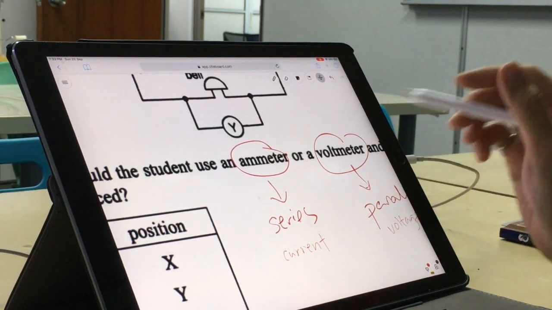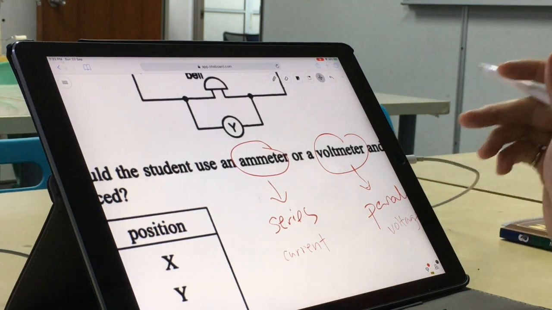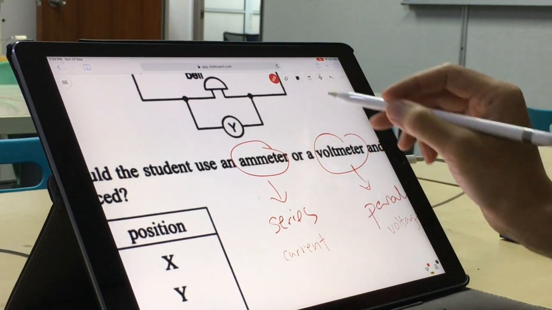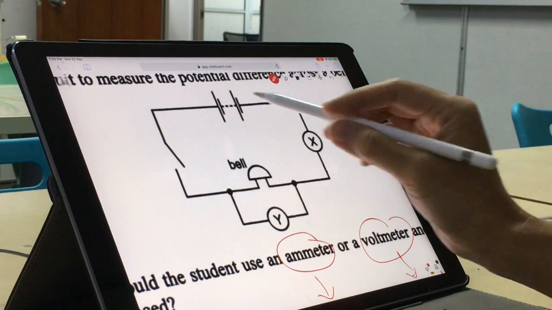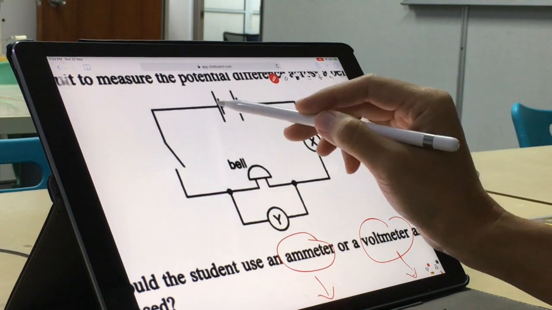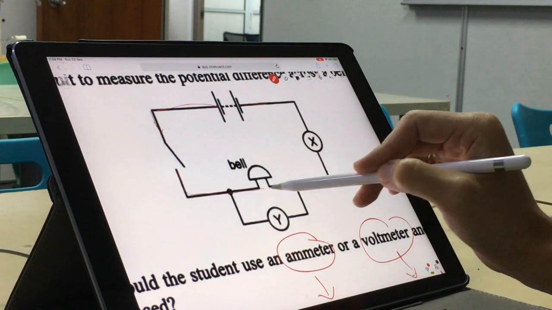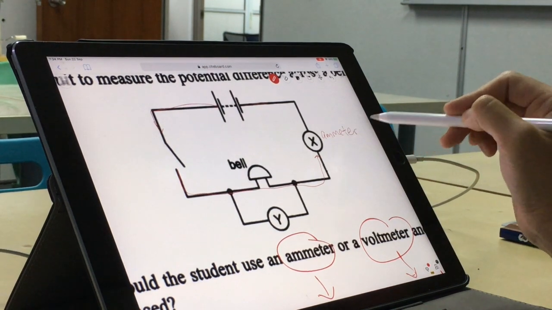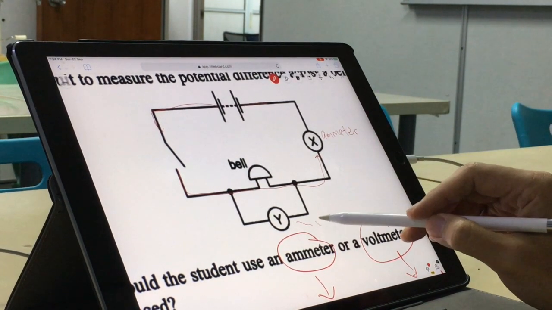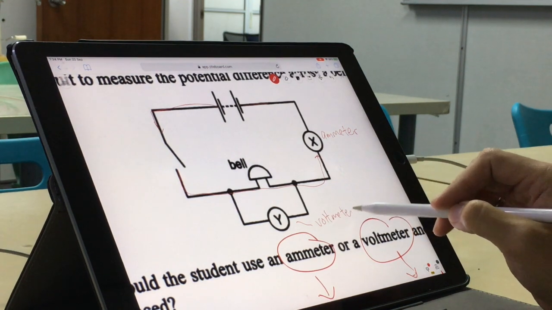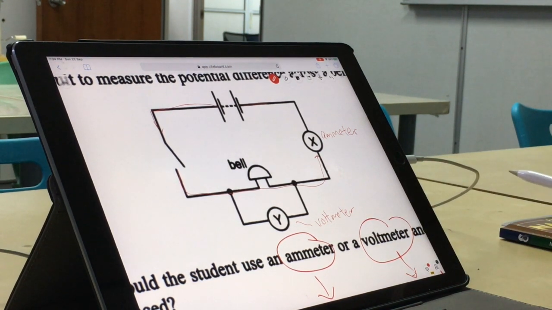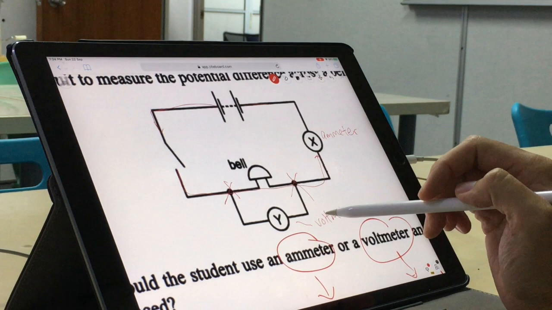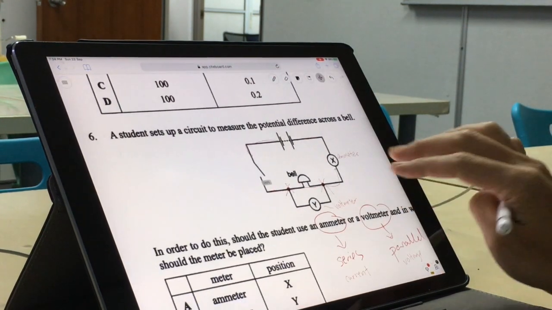What is current? Current is how fast the electric current flows. So if you want to measure how fast electric current flows, it has to be in series. If you look at the diagram, the flow of the current, you must put the meter here, so X must be the ammeter and Y must be the voltmeter. With the voltmeter, you are measuring potential difference, which is between one point and another point. So that's PD, potential difference.